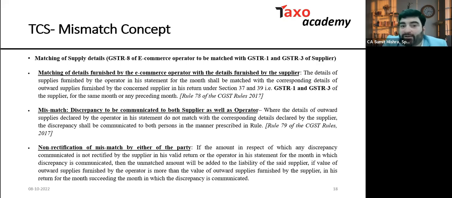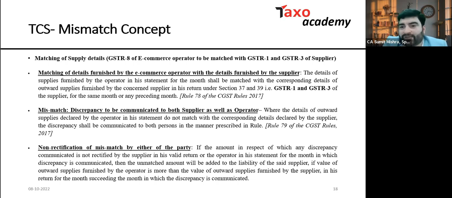If it is not rectified, it will definitely come in the form of liability, be it on the supplier or the e-commerce operator. So that there is no loss to the supplier by way of paying excess tax. In that scenario, the mismatch concept is there. You have to check it with your own due diligence. If there is a discrepancy, then pay the liability which is short paid by the supplier.